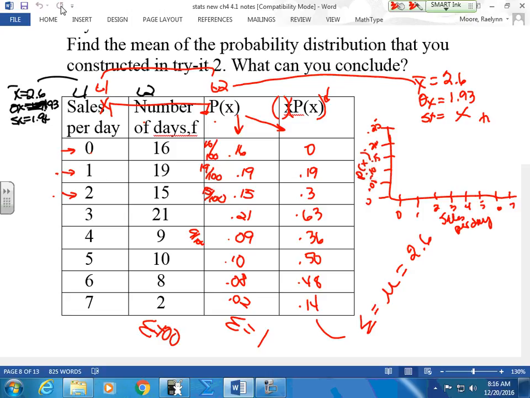Give it a title, sales per day up there, and make your bars. So this would be 16 cents. Just think money. The bars have to touch. 19 cents, 15 cents. Just think money. 21 cents. And you'll make your bars. 9. This one has a little bit of a tail. Let's bring this down. 10, 8, and 2. This one's got a little bit of a skew to it.